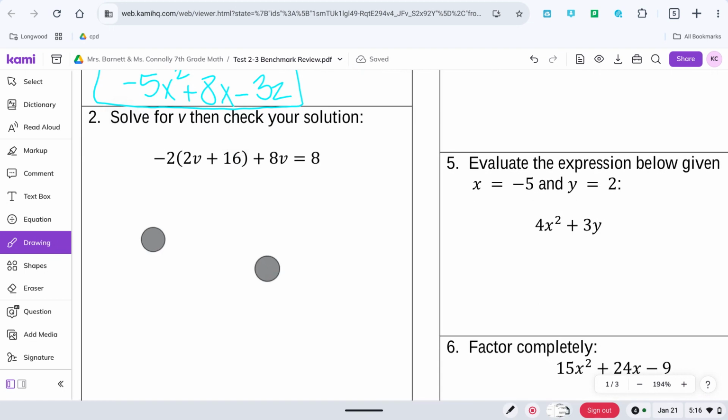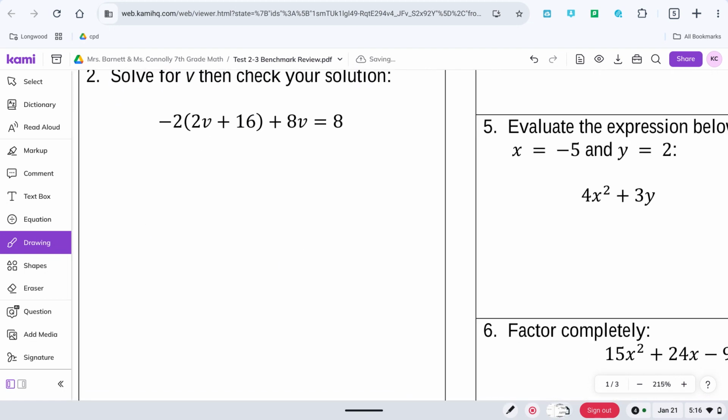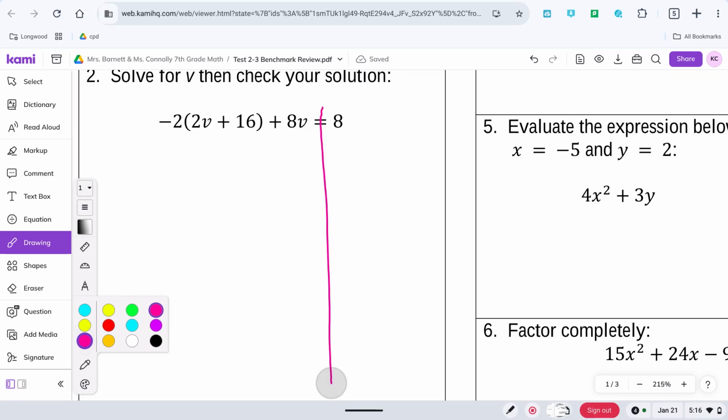Solve for v, then check your solution. So the first step on these is always going to be the same. We're looking to see if there's anything to distribute. So is there any number outside of a pair of parentheses? In this case, there is. I have a negative 2 that needs to get distributed to everything in parentheses attached.